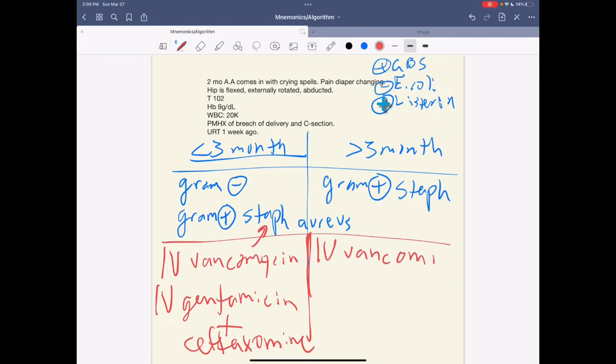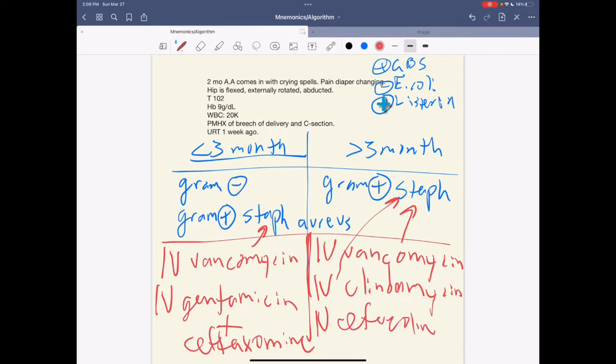Over 3 months old, you want to give, again, the same vancomycin. Why? Because staph. And other things you can give along with the vancomycin is Clinda. Why do you give Clinda? Well, Clinda is actually given for staph as well. And you can give cefazolin.